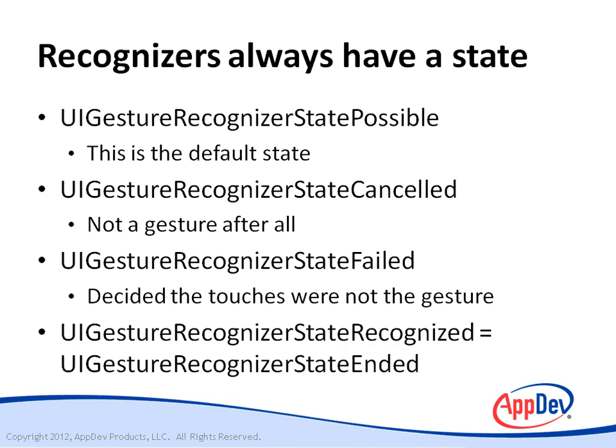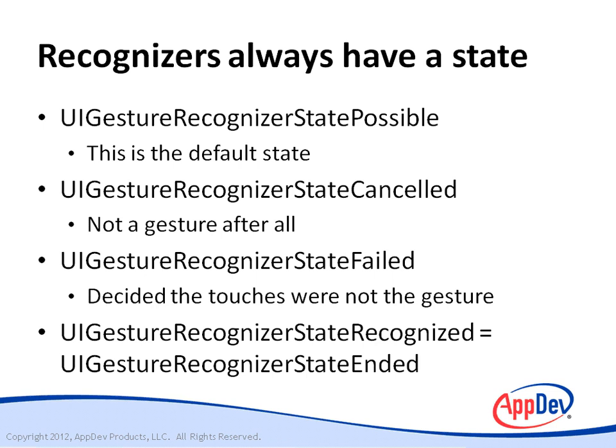Now, if it did recognize a gesture, especially, for example, a single gesture recognizer like a tap or a swipe, it will immediately go into state recognized. So if someone taps on the screen and it recognizes that state as a tap, it'll be recognized, and then it will immediately end the recognizer state, reset, and go back to state possible.